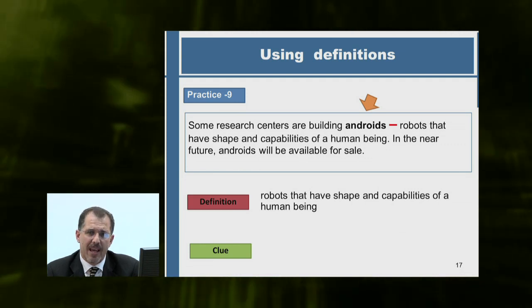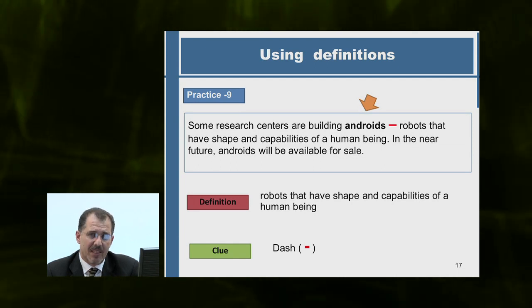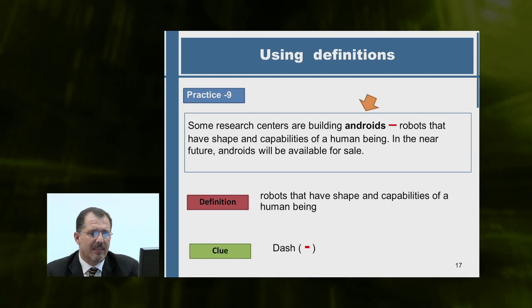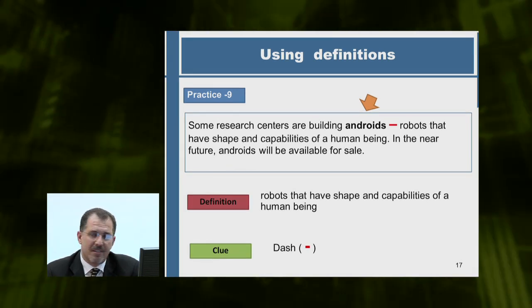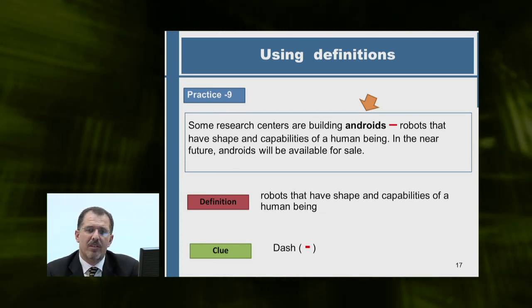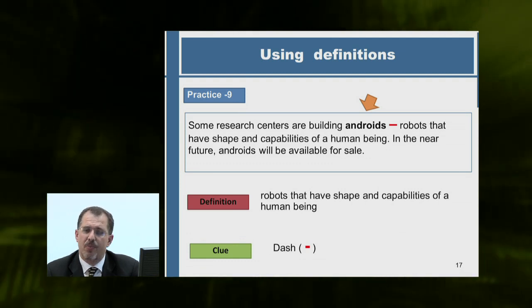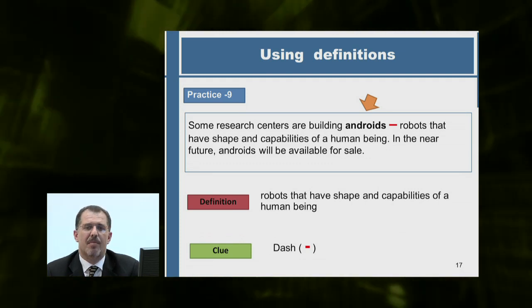And what's the clue we have here? It's the dash, okay? So from the dash, we can guess the meaning of androids because we know that after the dash, we have what? We have the definition, okay? As you have seen, we talked about how to use definitions in guessing the meaning of new words, okay? By using the dash, by using the brackets, by using the verb to be, and so on.